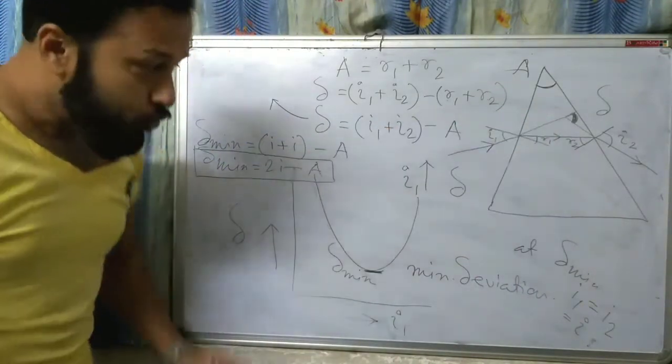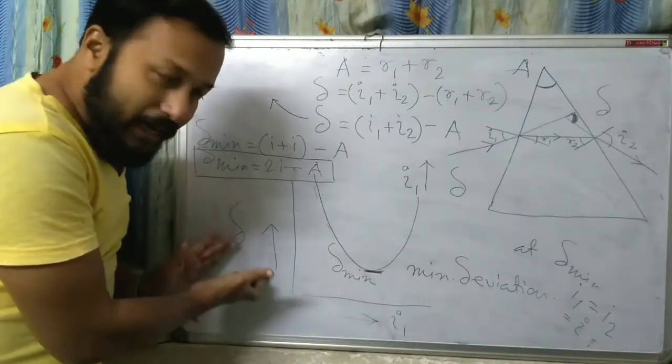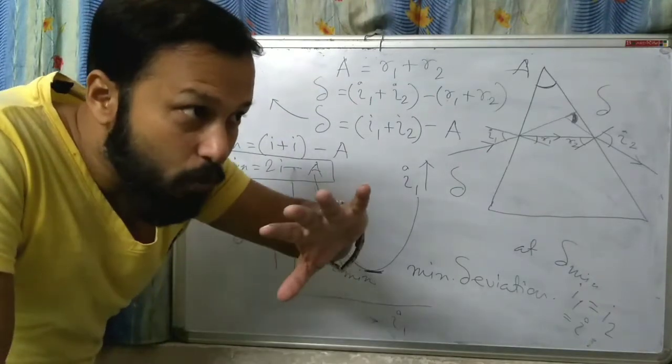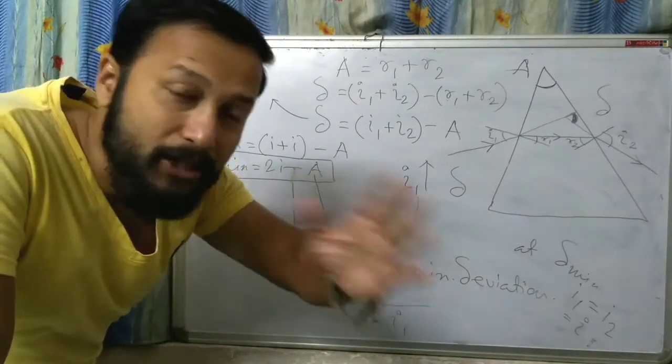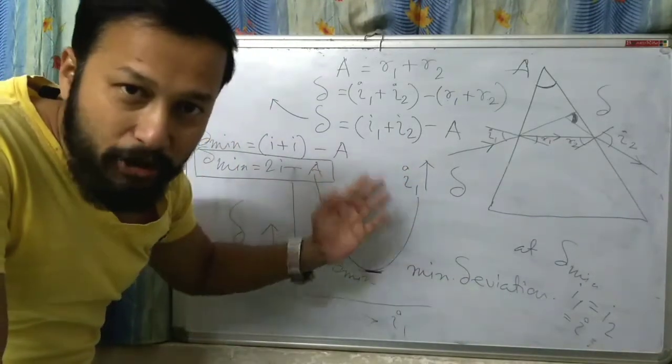So these are the formula and the relation between the angle of deviation and the angle of incidence. Now you saw how the angle of deviation depends on the angle of incidence. Now we'll do some numericals based on this formula.